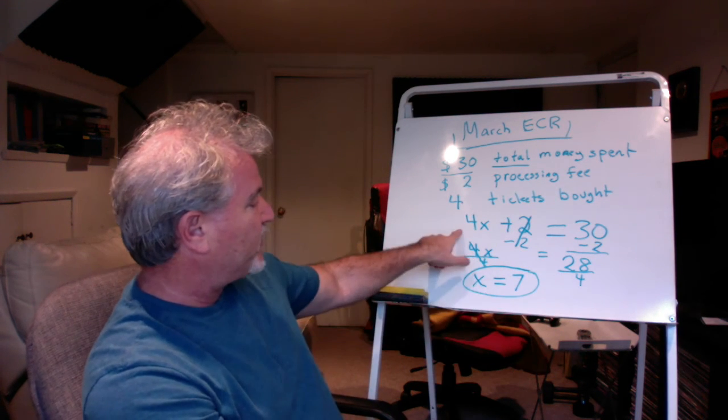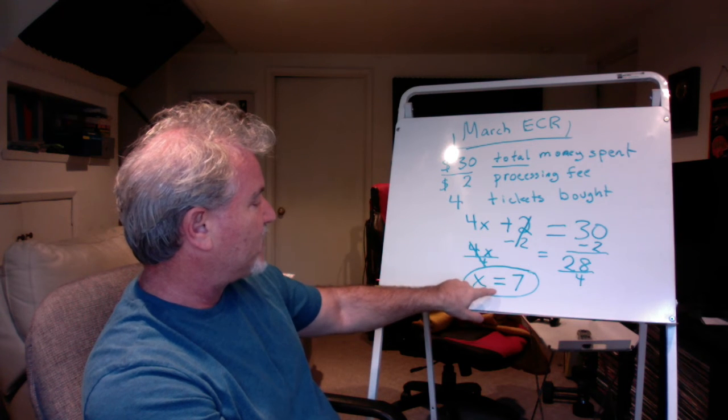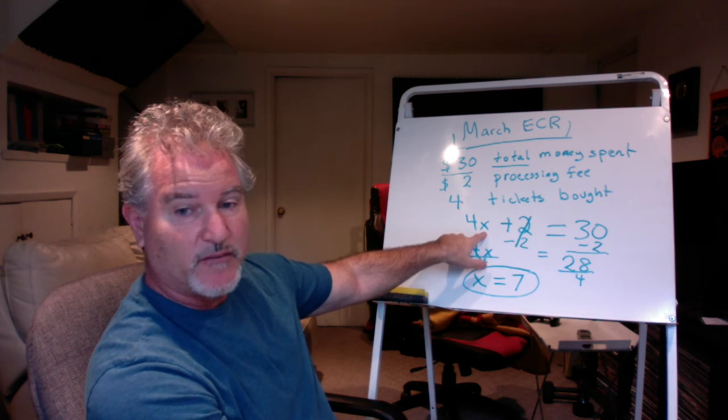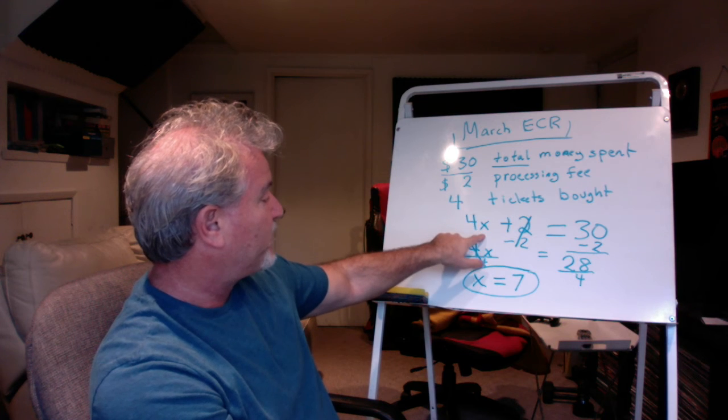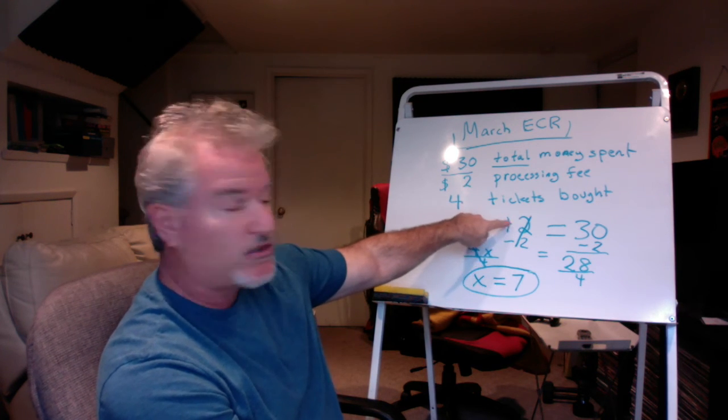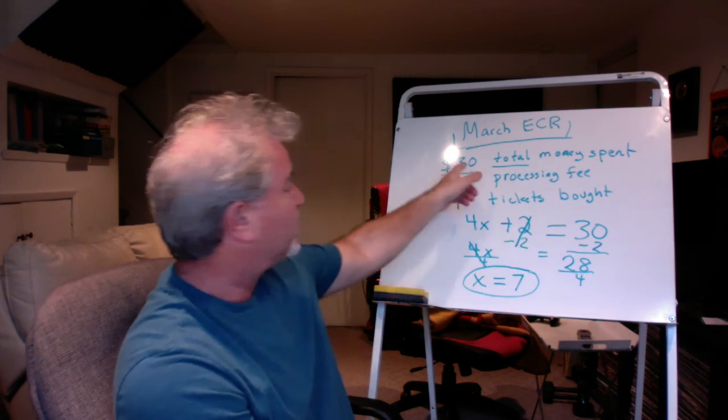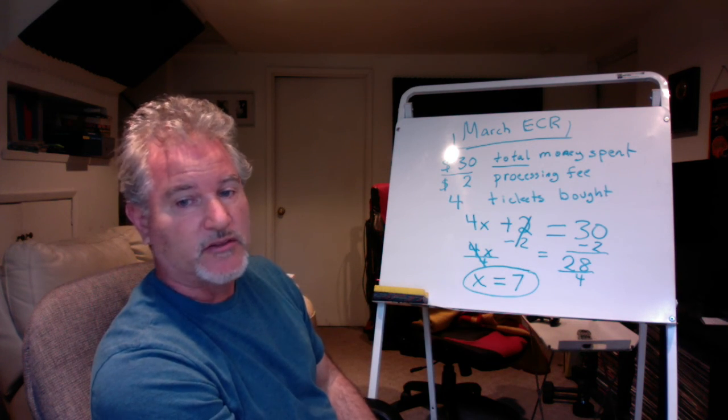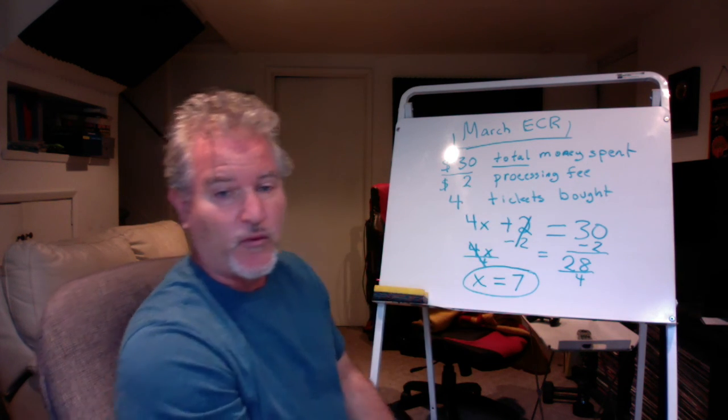And now if we plug it into the equation, we can see that x equals 7. If we plug 7 in there, 4 times 7 is 28. 28 plus the $2 processing fee is the total amount of money they spent, $30. So this is kind of what they're looking for.